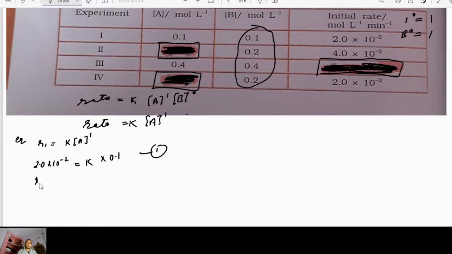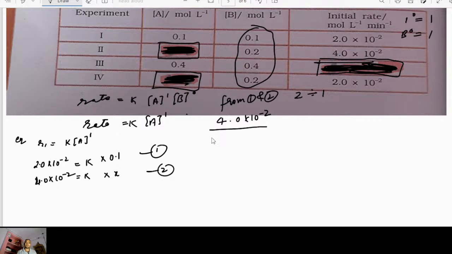Now go for the second one. Rate is 4.0 into 10 power minus 2. Here they have given 4.0 equal to K. What is the concentration of A? Suppose the concentration of A is X. Consider this equation 2. So what we can do, student, from 1 and 2: 2 divided by 1, because the second one is the bigger value. So 4.0 into 10 power minus 2 divided by 2.0 into 10 power minus 2. Write down the value: K into X divided by K into 0.1.